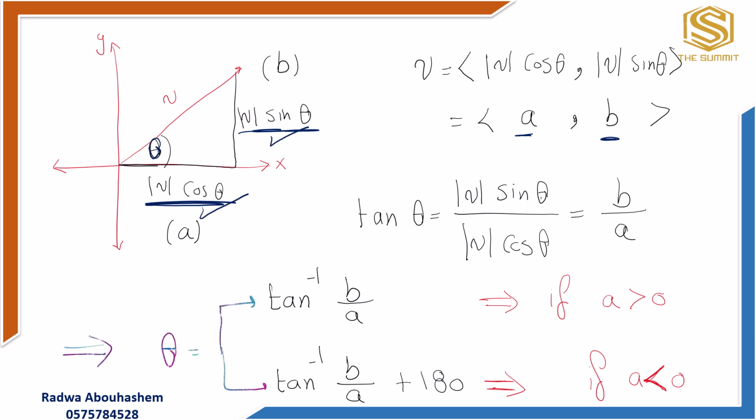Now, if I have the vertical and the horizontal component, I need to get the theta. This means I need to get the inverse of tan of theta. Now, what is the tan of theta? Tan theta equals sine theta over cosine theta, or the vertical component over the horizontal component, which means it's B over A. Now, the theta here has two cases. If A is greater than 0, you just take the inverse tan of B over A. But if A is less than 0, this means that you have to take the inverse tan of B over A, then add 180, which is pi.